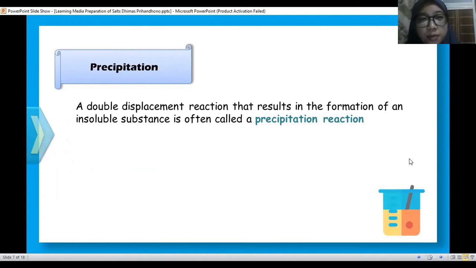A double displacement reaction that results in the formation of an insoluble substance is often called a precipitation reaction. Okay, thank you. So, the precipitation reaction is a double displacement reaction that results in the formation of an insoluble substance.